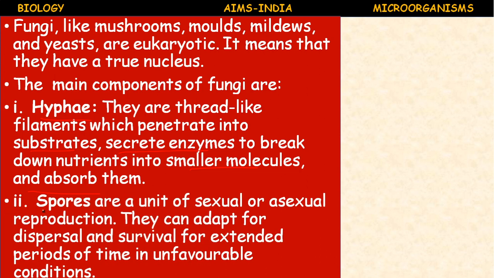Next, number two, the important structure, spores. Spores are the unit of sexual or asexual reproduction. They are adapted for dispersal, means moving from place to place, and survival for extended periods of time in unfavorable conditions.